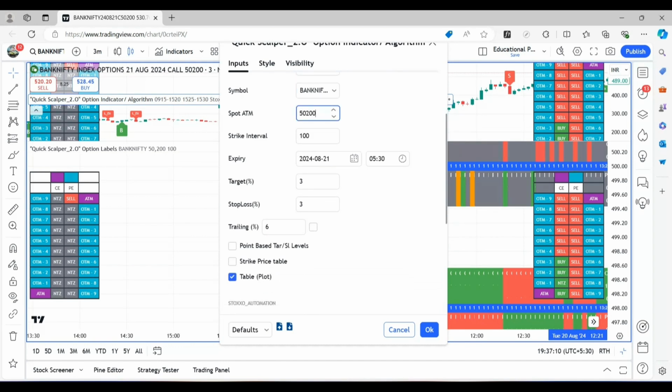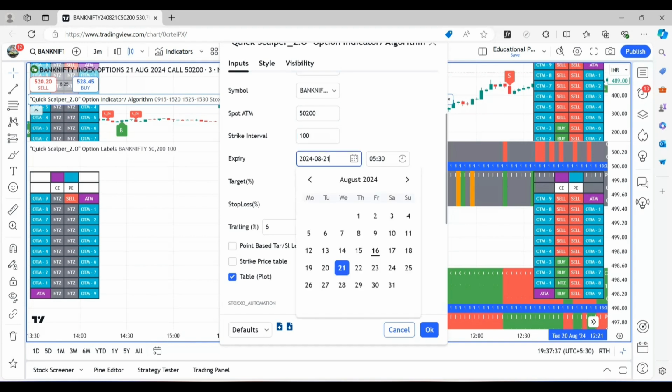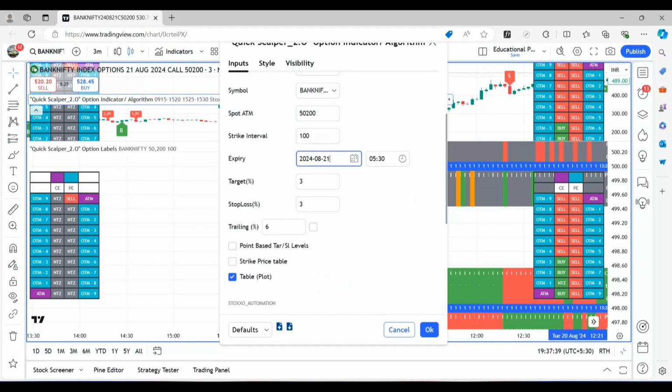Now you can see here the spot ATM. This is more important. In the morning, what is the first ATM? 50,200 is the first ATM, so that is why I have defined it here. Based on this, the calculation for OTM will happen. We have defined here the base on which the OTM or ATM calculation should happen, so we are choosing 50,200 here. And the 100 interval is based on Bank Nifty. And the expiry date is 21. These are the basic setups you should do before choosing the indicator.